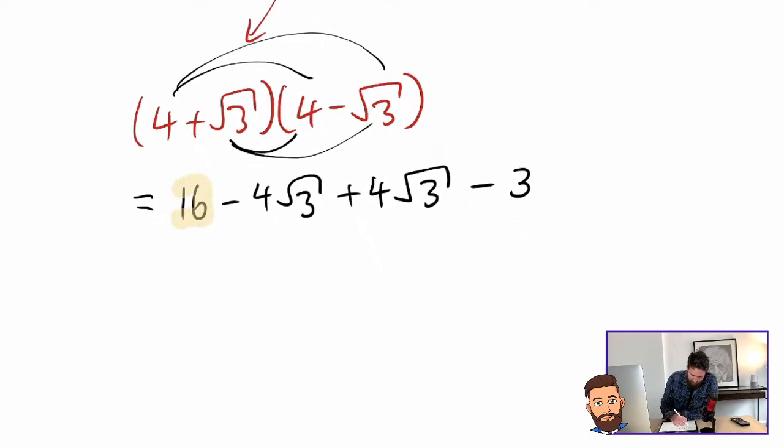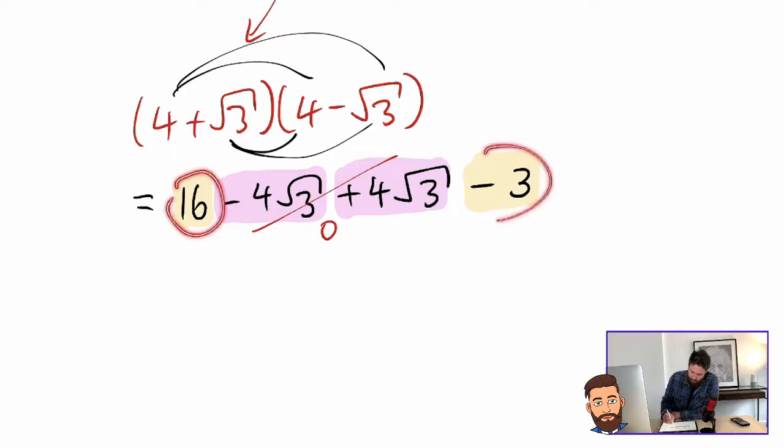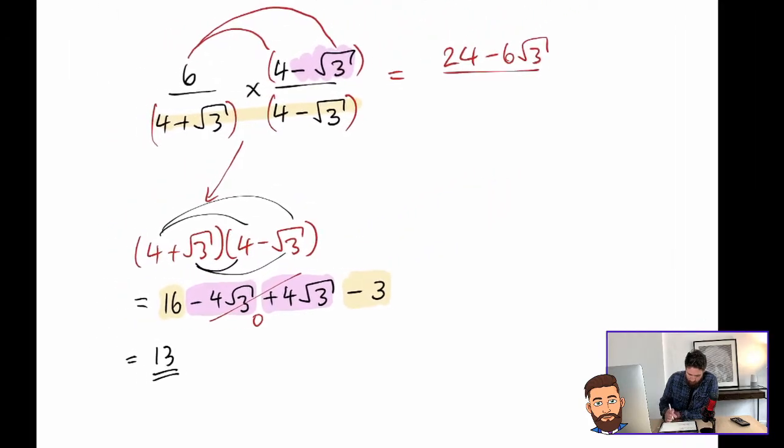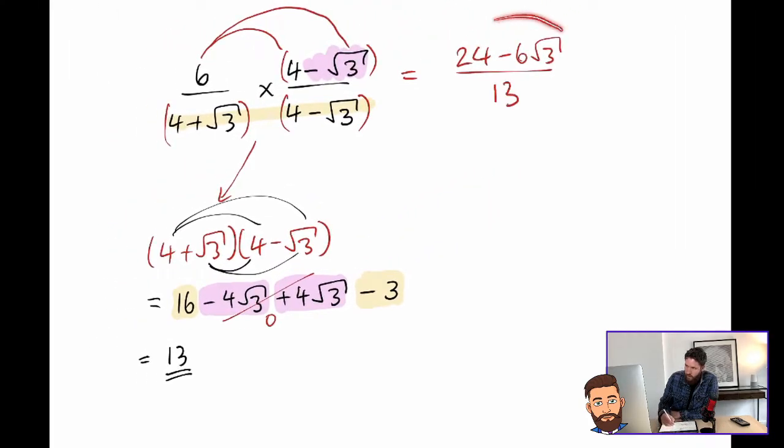You might be thinking, well, we've still got surds, but if you look closely, if we simplify this, we've got 16 and minus 3, and we have 4 root 3, minus 4 root 3, and plus 4 root 3. Well, what is that? What happens there? That cancels. That goes to 0. So all we have is 16 minus 3, which is 13. So our bottom denominator, when expanded, simply gives us 13. So our final answer is 24 minus 6 root 3 over 13.